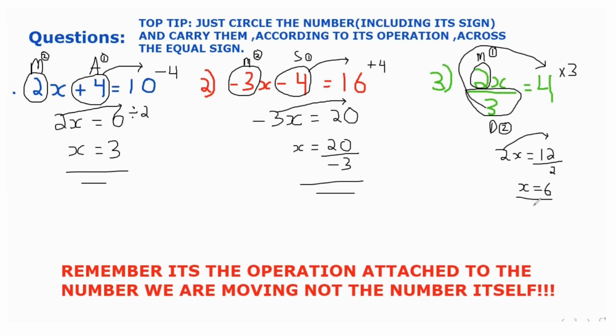So let's try the opposite way, carrying across the multiply first, and see if we get the correct answer. So we have 2x on 3 is equal to 4. If we carry across the 2 first, which is multiply, we'll get divide when it goes across. So 4 divided by 2 is 2. So we have x on 3 is equal to 2.